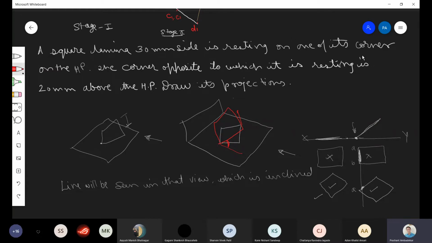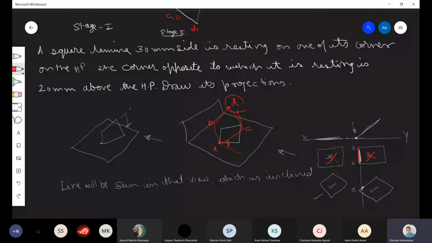From the first sentence itself, we have drawn so many things and understood that this is not correct, because in this case it will be resting on an edge, and we want it to rest on a corner. The corner opposite to which it is resting, meaning this corner. If I name it, this is A, this is B, this is C, this is D. So D is a corner and A is a corner. It is resting on A. The opposite corner is D.